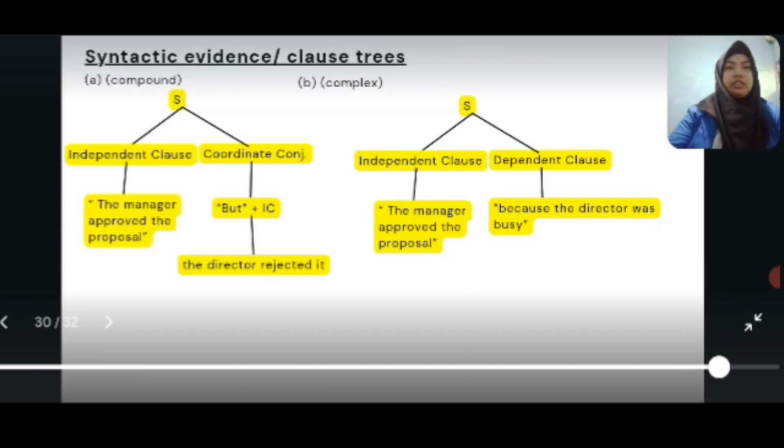And then there is the syntactic evidence, or clause trees. There are two types of clauses. The first one is sentence A as a compound sentence, and then B as a complex sentence. As you can see, it's different because in the complex sentence, the last one adds a dependent clause, because the director was busy.